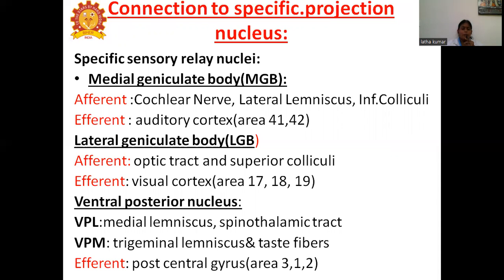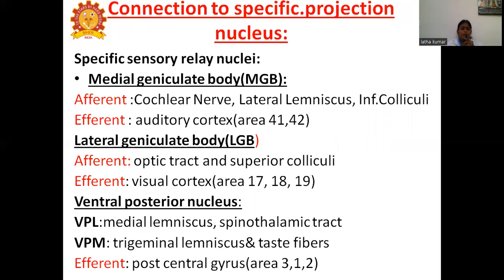In the lateral geniculate body, the macula is represented in the caudal 2/3, whereas the remaining retina is represented in the rostral 1/3. The efferent fibers from the lateral geniculate body go to the visual cortex, areas number 17, 18, and 19. So next one, ventral posterior nucleus.